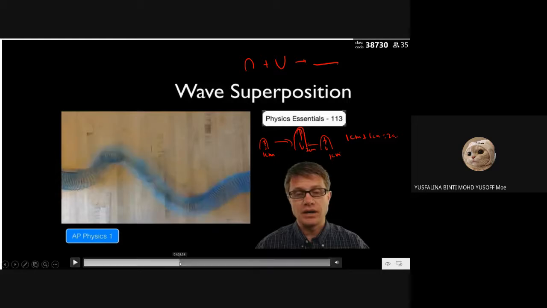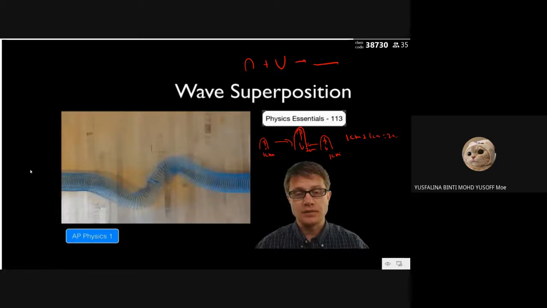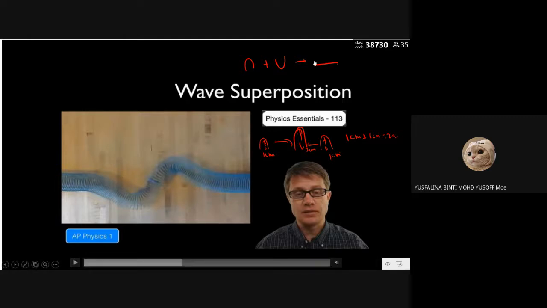But after they overlap with each other, you can see the crest continues to move to the right, and the trough moves to the left. Okay, so after the overlap, they will continue to move in their original direction. And this one, we call a destructive interference. And this one is the constructive interference. And this one is destructive.